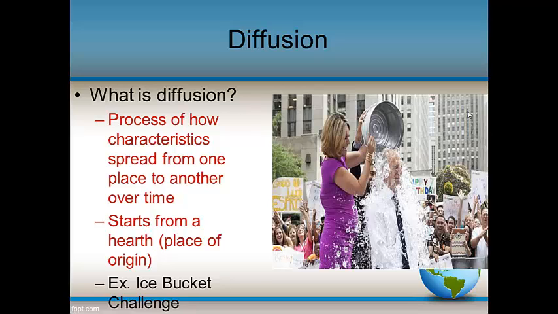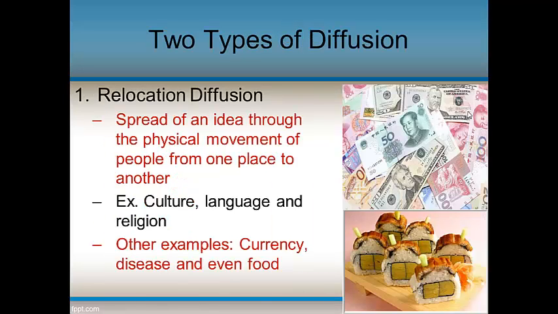Let's get into some specific examples. There are really two types of diffusion. One is relocation diffusion, and this is the spread of an idea physically from one place to another. The best example I can give you is culture. Say somebody comes over from a different country into America and spreads their culture. They literally take it from one place to another. Same with language. Here are some other examples you might not have thought of. How about currency, taking currency from one location to another? How about disease? How about food? Sushi is another great example. Taking a cultural aspect from one place and literally physically moving it to another.